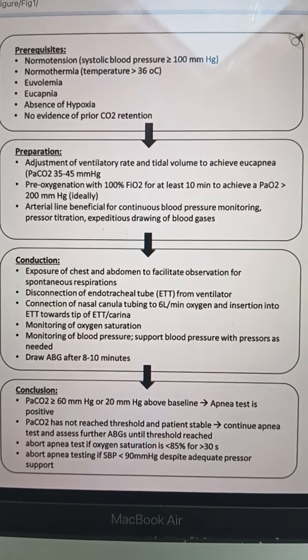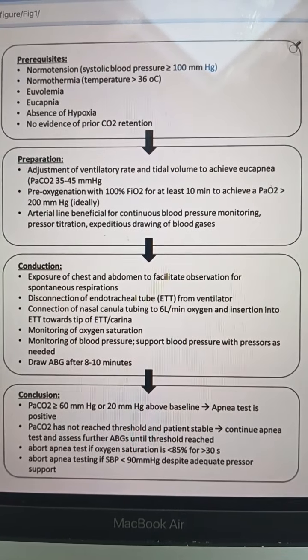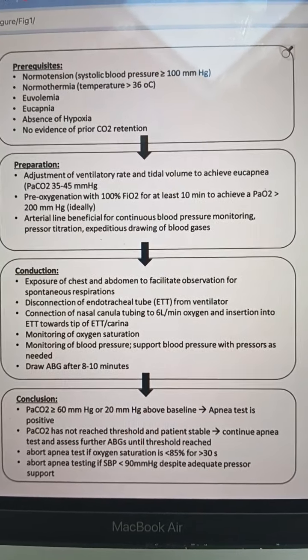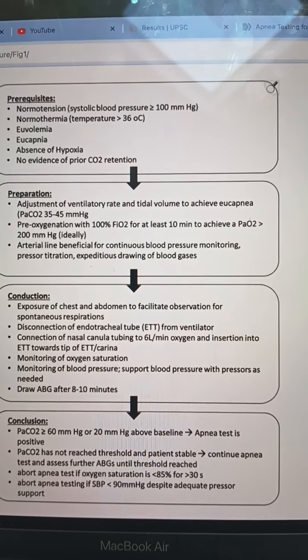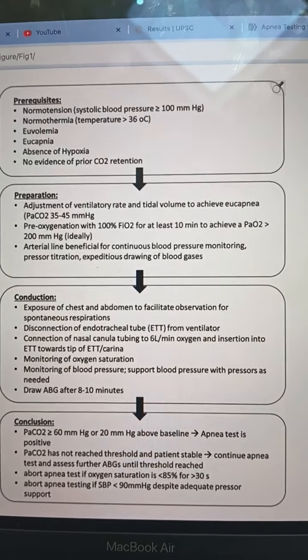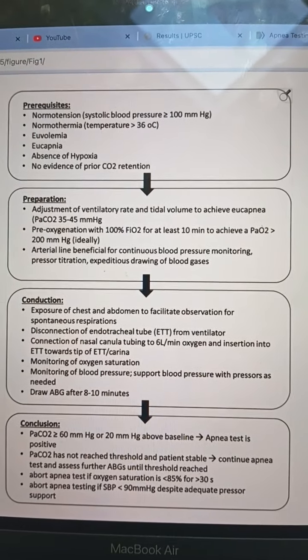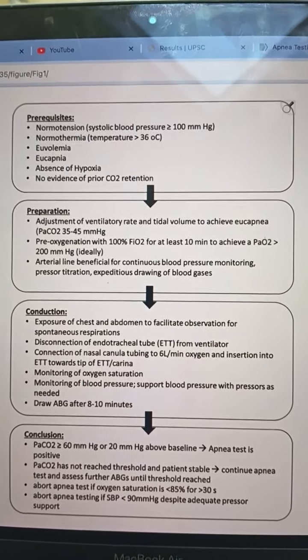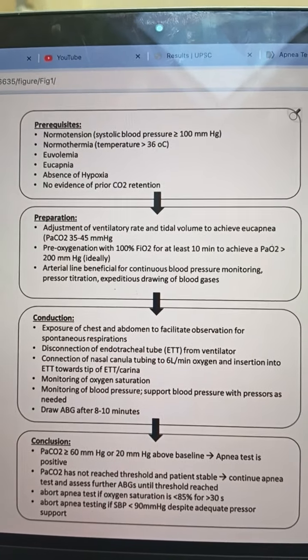We do that by adjusting the ventilatory rate and tidal volume of the ventilator so that the PaCO2 levels are between 35 to 45 millimeters of mercury. Then we oxygenate the patient with 100% FiO2 for at least 10 minutes so that we have, in a baseline ABG, a PaO2 of more than 200 millimeters of mercury. Also, it is beneficial if the patient has an arterial line, so that during the apnea test we can do continuous BP monitoring, and we can take repetitive samples for ABG.